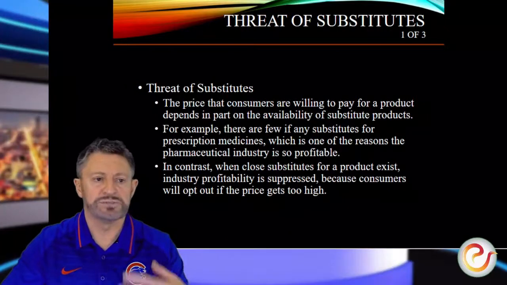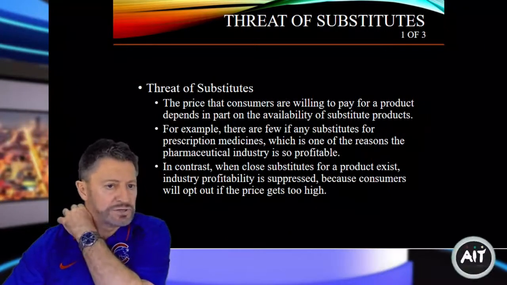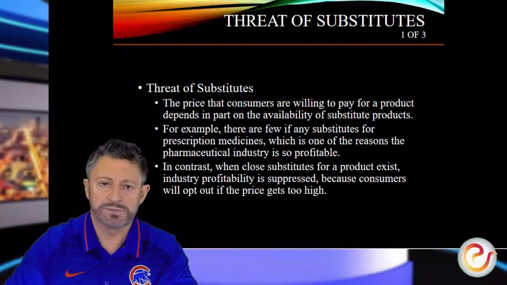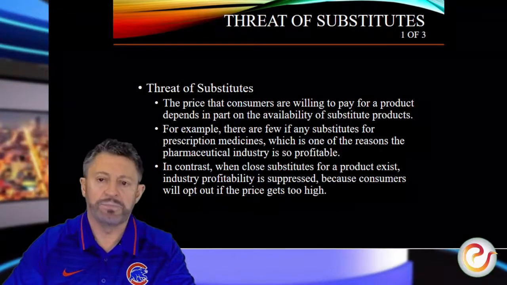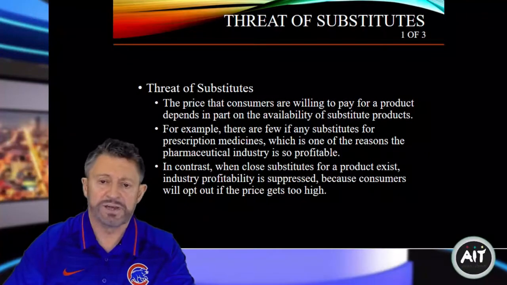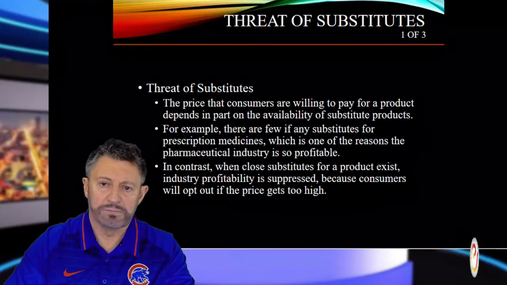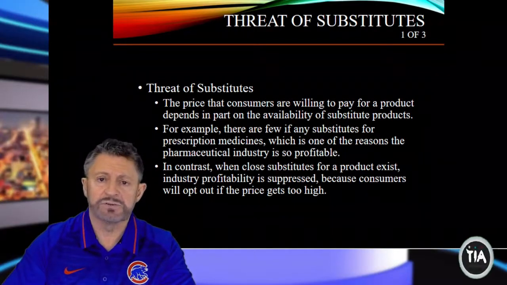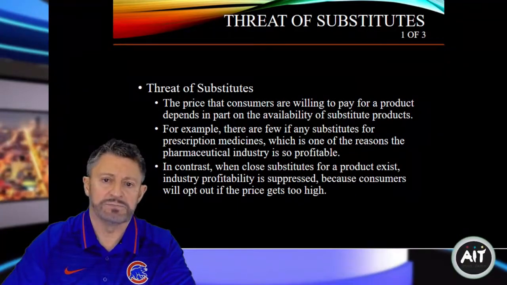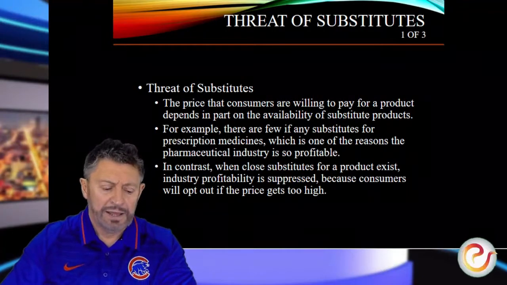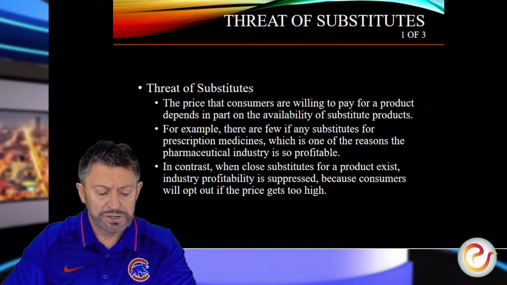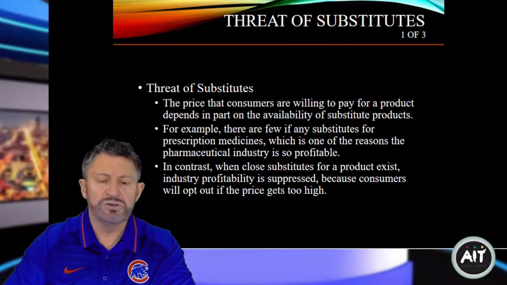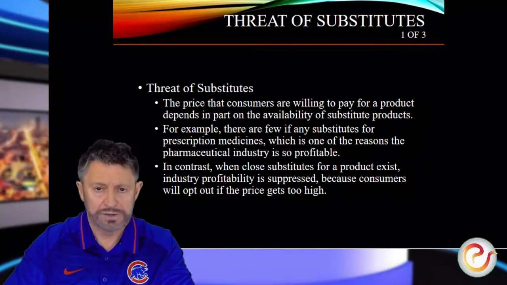So threat of substitutes: the price that consumers are willing to pay for a product depends, in part, on the availability of substitute products. So again, we'll stick with the vaccine example: as more and more substitutes or alternatives come online, then prices go down because the companies say, well, we can't monopolize this anymore. I did choose the vaccine by way of example because it has a rather unique attribute.